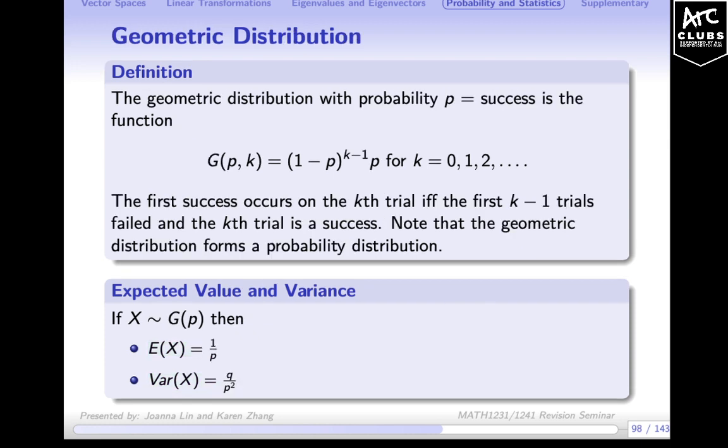Okay, so a geometric distribution is a little bit different. This one is looking at how many times you fail before you succeed. So it's looking at calculating the probability of your first success, right? Usually your first success here is given by the kth trial, and it's only if your first k minus 1 trials failed. It's given by this formula up here. Again, it forms a probability distribution, and down here you have your expected value and your variance.